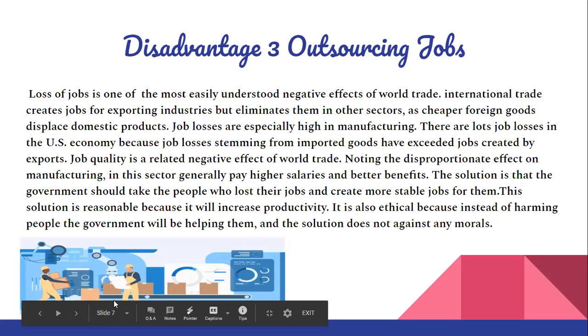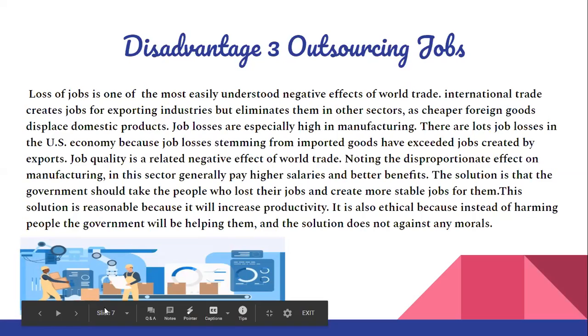There are lots of job losses in the US economy because job losses stemming from imported goods have exceeded jobs created by exports. Job quality is a related negative effect of world trade. Noting the disproportionate effect on manufacturing, jobs in this sector generally pay higher salaries and better benefits.